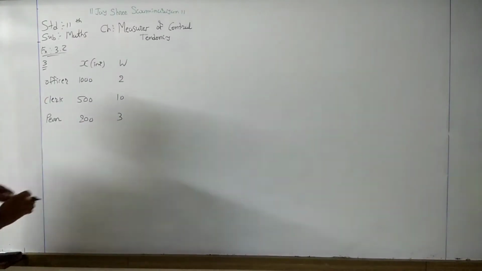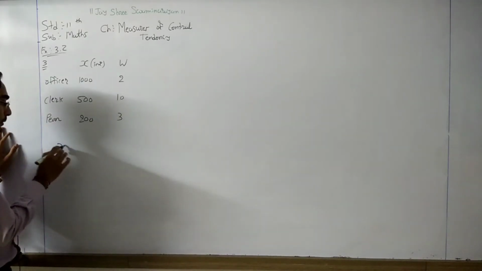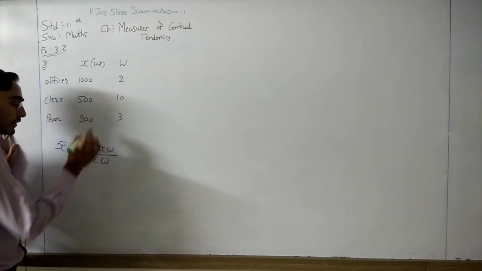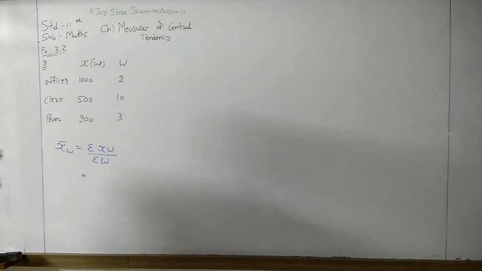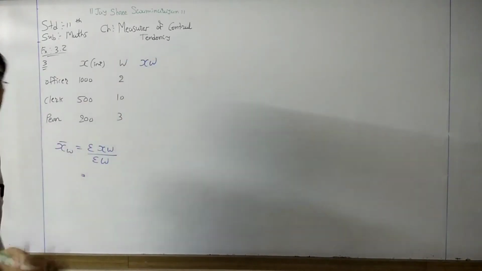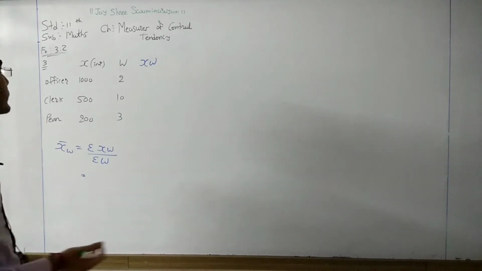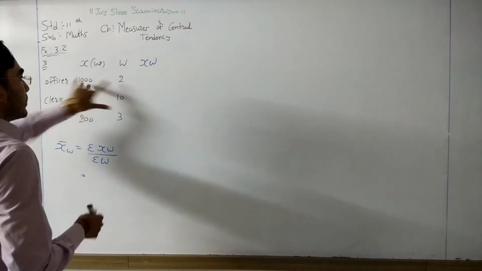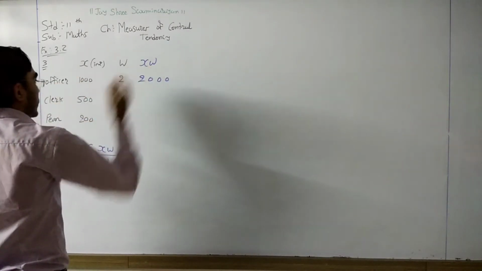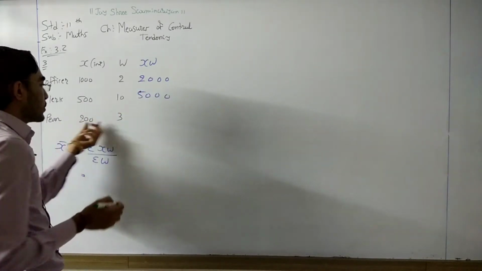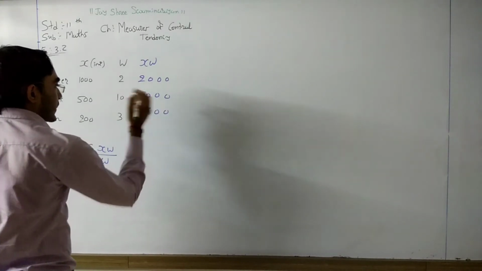Okay. Then what is the formula for weighted mean? Sigma xw divided by sigma w, right? So here we want multiplication of x and w, so we need to make one column x into w, otherwise wx both are same. Okay, so x into w, we need to multiply these 2 columns, so 1000 multiplied by 2 is 2000, 500 multiplied by 10 is 5000 and 200 multiplied by 3 is 600.